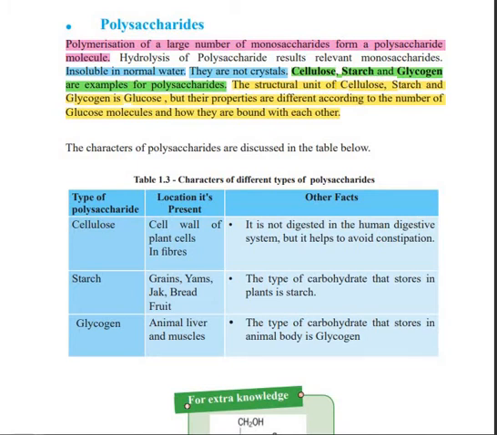Glycogen is glucose, but their properties are different according to the number of glucose molecules and how they are bound with each other. Not only glycogen is glucose, cellulose and starch are also glucose, but they differ in properties because of how they are bound to each other. Okay, now we can see the characteristics of polysaccharides in the chart below.